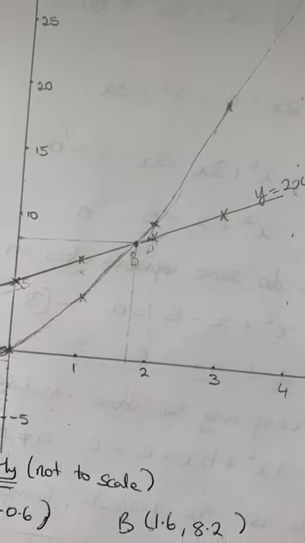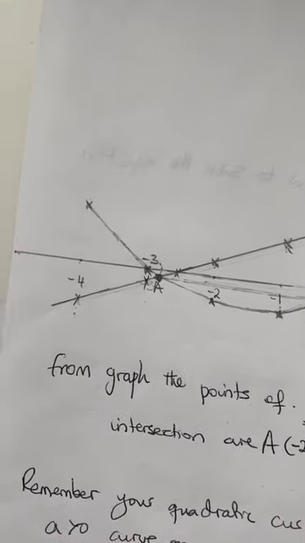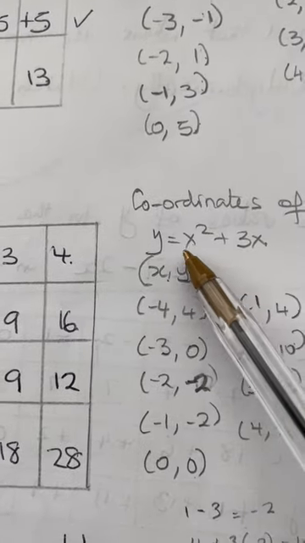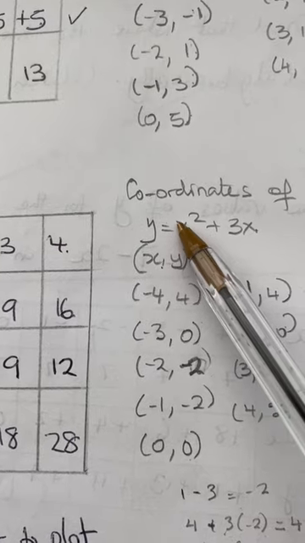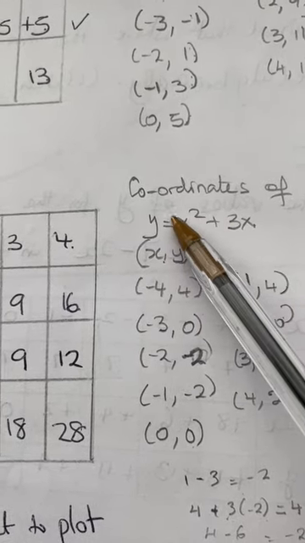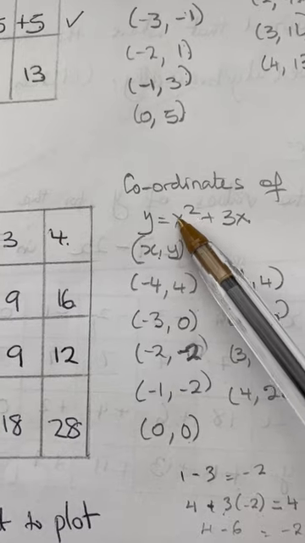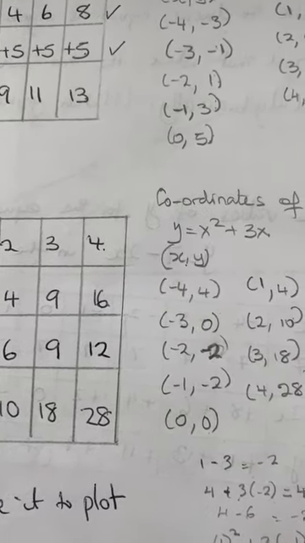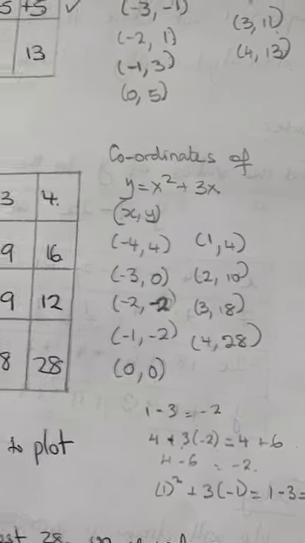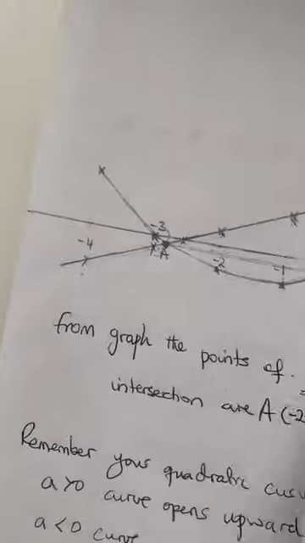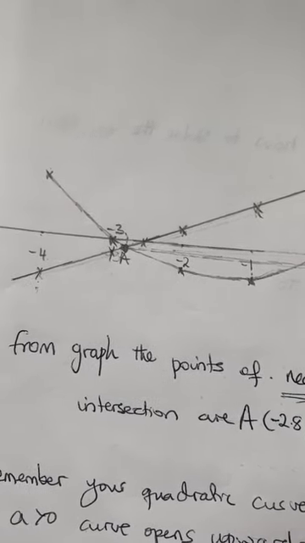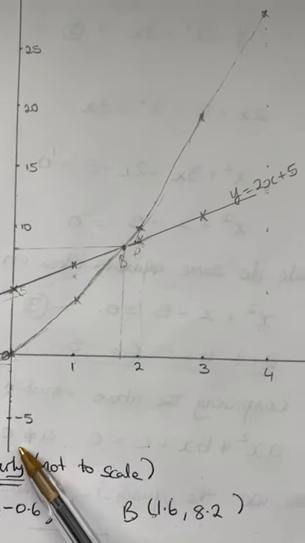I got a curve. My curve opens upwards because the x squared is positive, is greater than 1. So assuming I had a 3 minus x squared, because the minus x squared is negative, it will open downward. So now, these are the coordinates for the curve, which you can plot because we've done a lot of graph plotting. So you can pause here and plot. So here, that is how my curve will look.